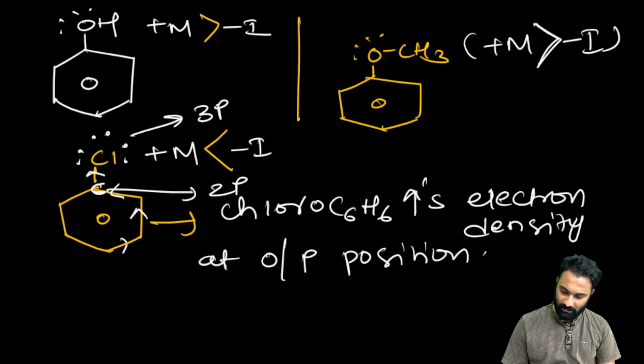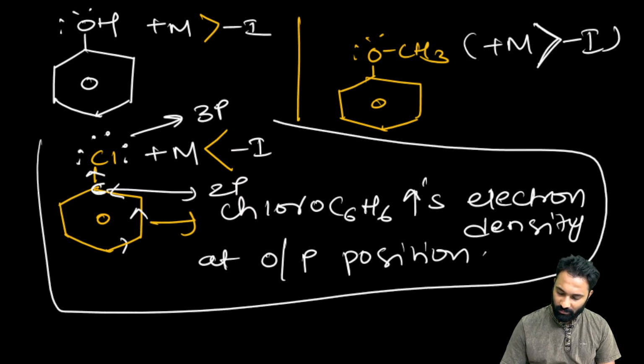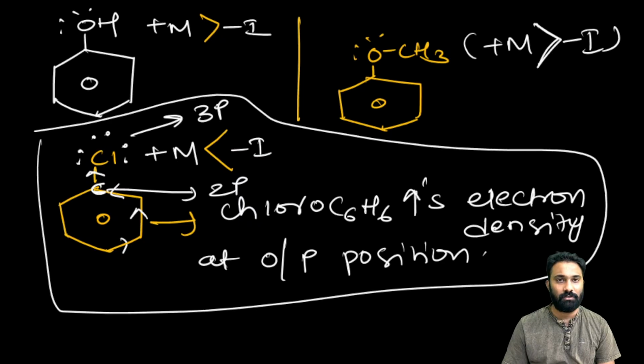Chlorobenzene, right? Still it will increase the electron density at the ortho and para positions. This is a very, very important molecule. You have to be very careful with this type of molecule if it is given. Is it clear? Or should I explain it more? If you want me to elaborate the explanation, I will.